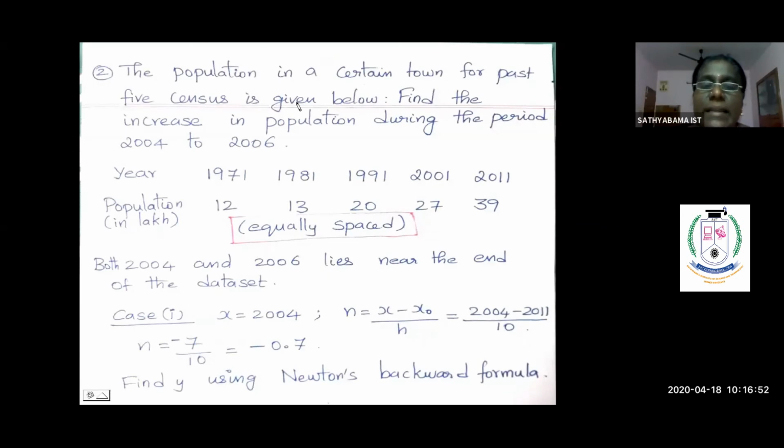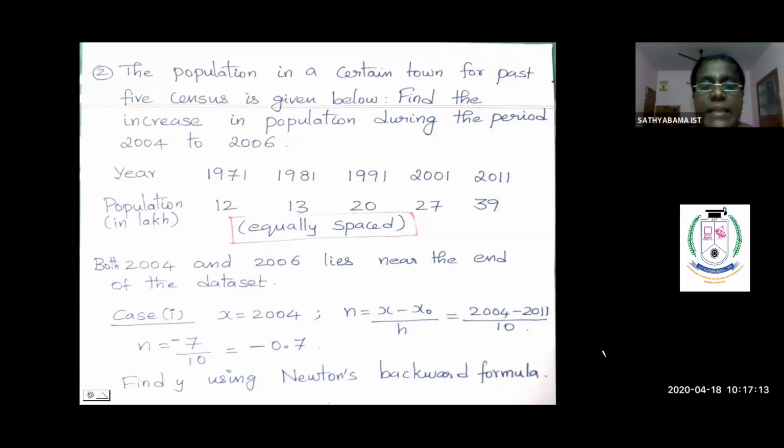Now we'll go for one more different case. Again, a data set is given: the population in a certain town for the first 5 censuses is given below. Find the increase in the population. Increase in population, not the population, okay? He's not asking what the population is. Increase in population during the period 2004 to 2006.